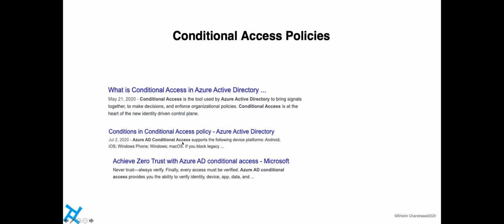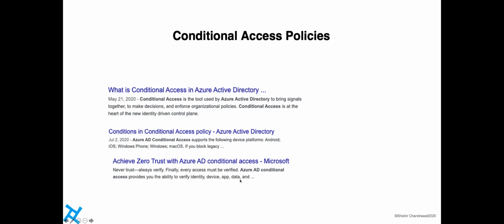Azure Active Directory Conditional Access supports the following device platforms: Android, iOS, Windows Phone, Windows, and macOS. Achieve zero trust with Azure Active Directory Conditional Access. This is the latest article. Never trust, always verify. Finally, every access must be verified. Azure AD Conditional Access provides you the ability to verify identity, device, app, data, and a lot of things.